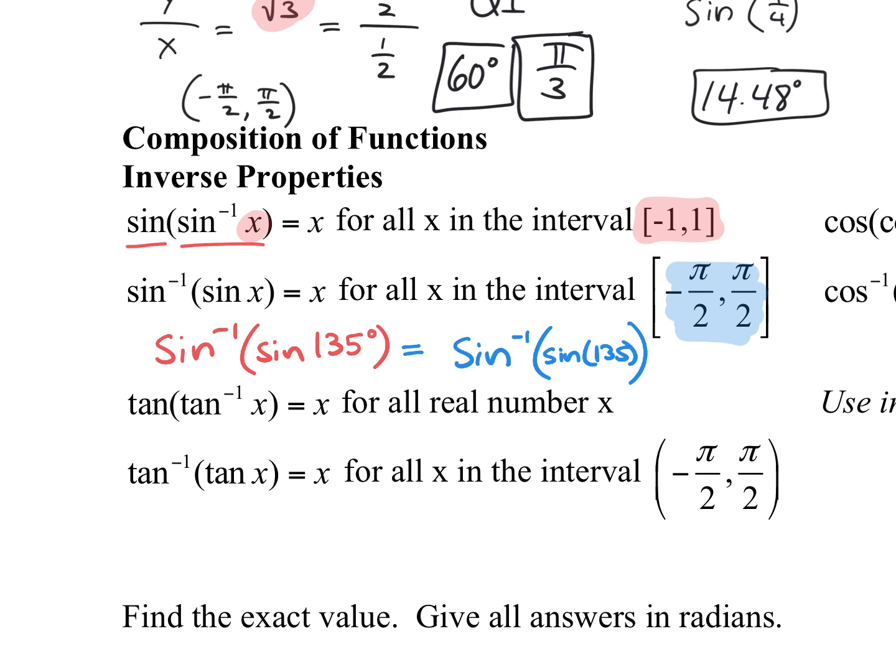I just rewrote exactly what I had. The sine of 135, that's a y coordinate in the second quadrant. That's going to be root 2 over 2. When I simplify even further, the angle whose sine is root 2 over 2, well, when I use that inverse sine, it wants a value between negative pi over 2 and positive pi over 2. So the angle on that interval with that sine is actually a 45-degree angle.